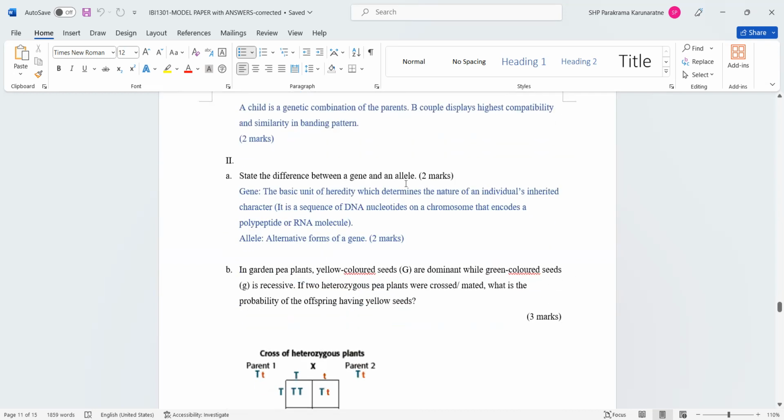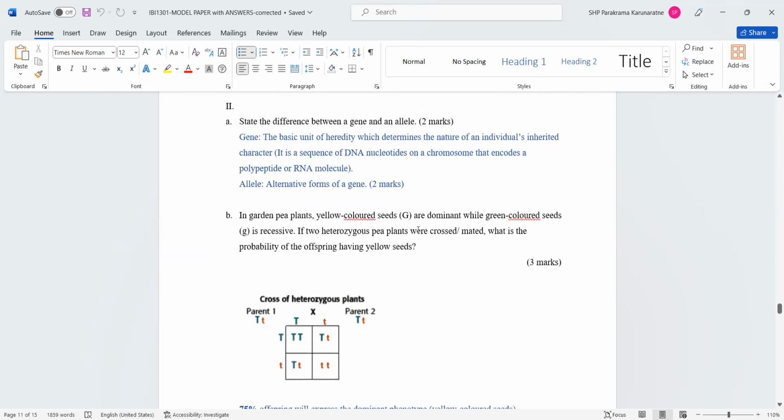State the difference between a gene and an allele. What is a gene? What is an allele? The definition we are asking. Gene: the basic unit of heredity, which determines the nature of an individual's inherited character. Or else you can say it is a sequence of DNA nucleotides on a chromosome that encodes a polypeptide or RNA molecule, a protein or an RNA molecule. Some RNA, like tRNA and rRNA, stop at the RNA level. mRNA encodes a polypeptide. That is what this means, right?